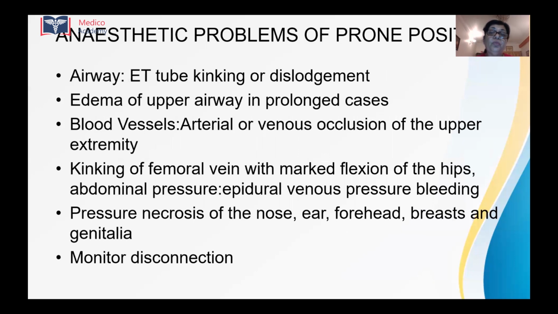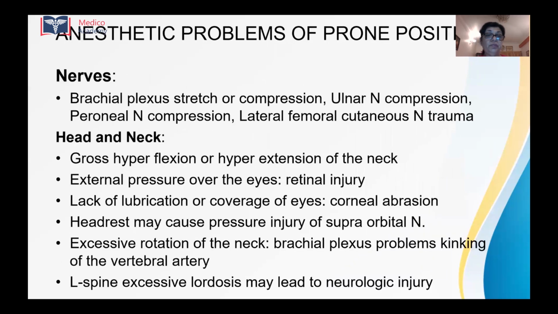Now, there are various anesthetic problems of the prone position. In the airway, the endotracheal tube may be kinked, especially when you do not use a flexometallic tube, or there may be dislodgement because of secretions. Edema of the upper airway may occur in prolonged cases. Arterial or venous occlusion of the upper extremity can occur when the arms are abducted too much. Kinking of the femoral vein with marked flexion of the hips. Abdominal pressure may cause an increased epidural venous pressure, which may cause increased bleeding. Pressure necrosis of the nose, ear, forehead, breast, and genitalia may occur. Monitor disconnection is very common, so monitors should be checked from time to time.